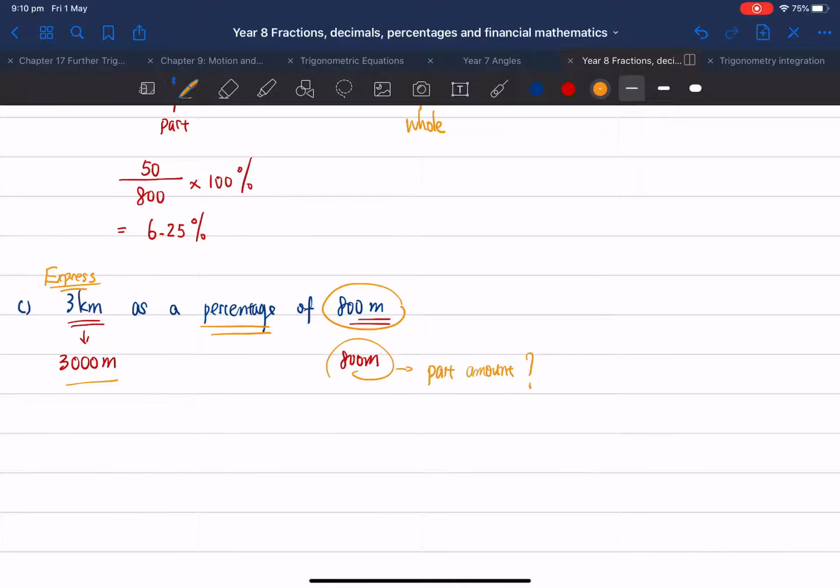All right, so the answer for that question then, the way to do it is we're going to have the part amount, which is 3,000, okay? Part amount is 3,000 meters, and the whole amount is 800.